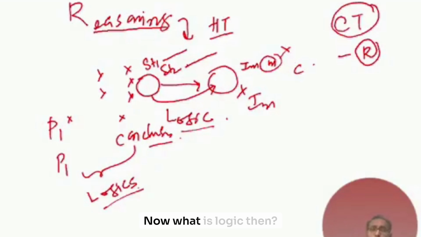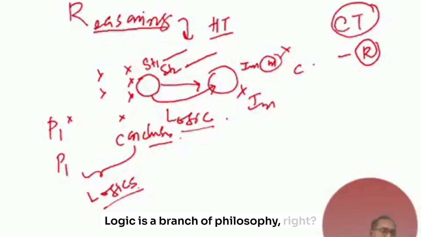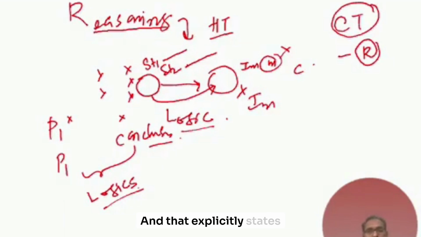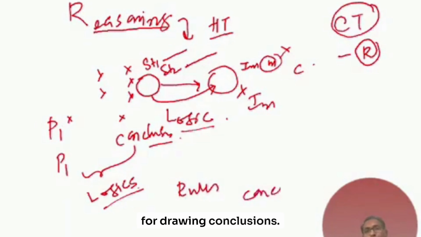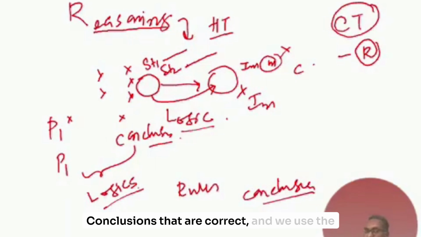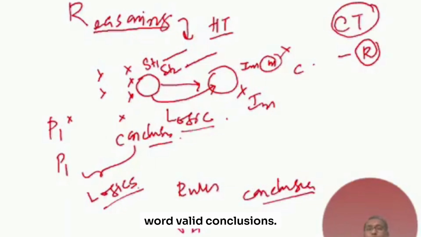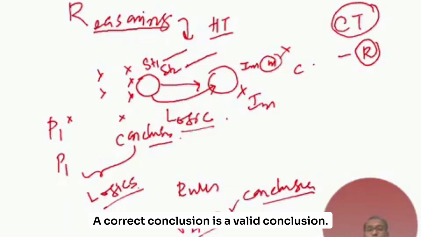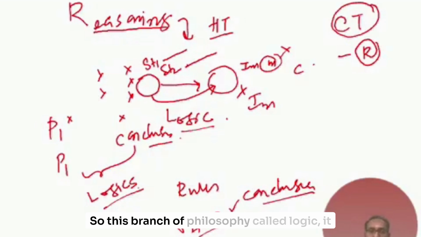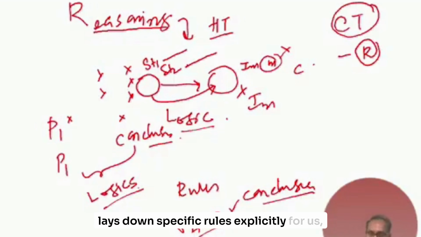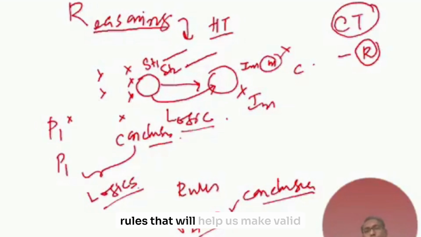Okay. Now, what is logic then? Logic is a branch of philosophy, right? And that explicitly states the rules for drawing conclusions that are correct, and we use the word valid conclusions. A correct conclusion is a valid conclusion. So this branch of philosophy called logic lays down specific rules explicitly for us, rules that will help us make valid, correct conclusions from the existing premises.